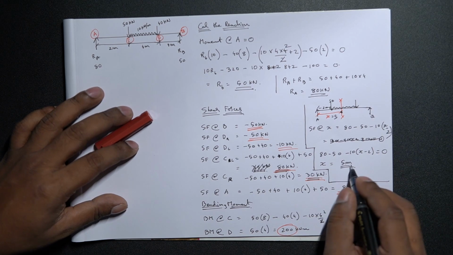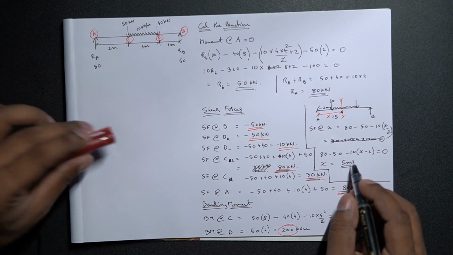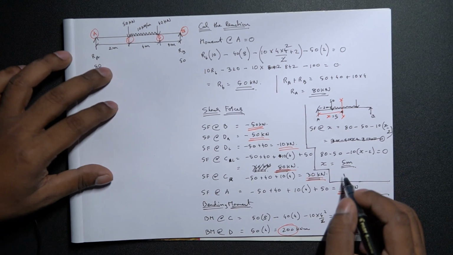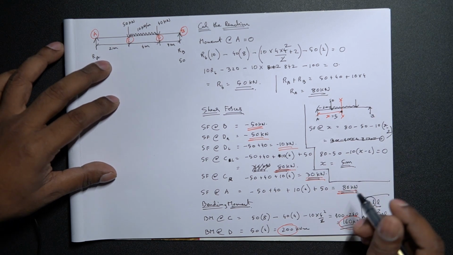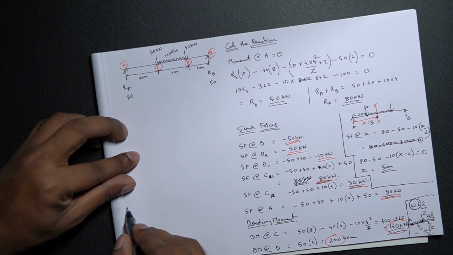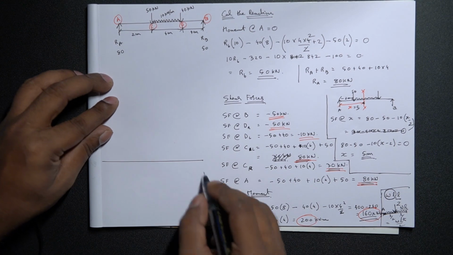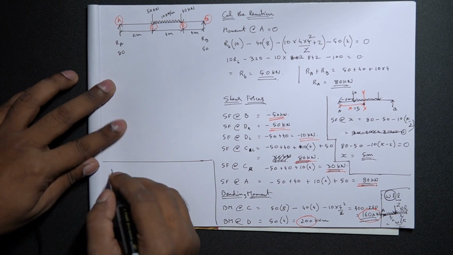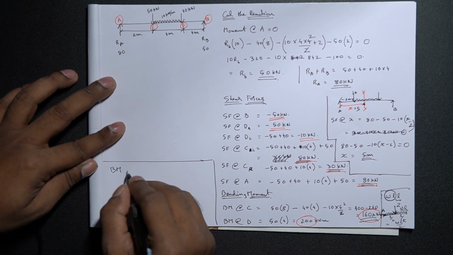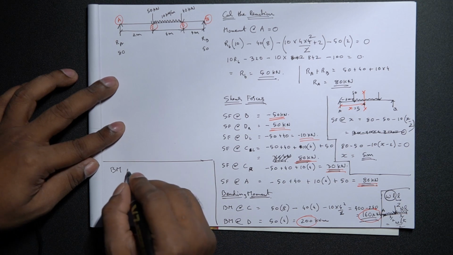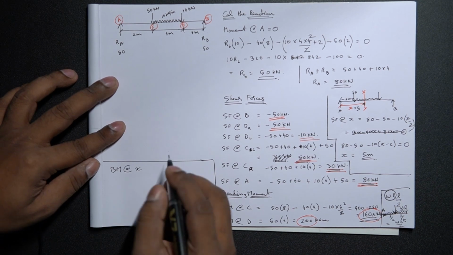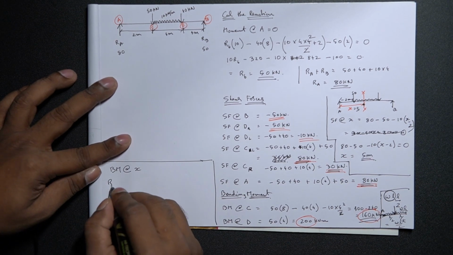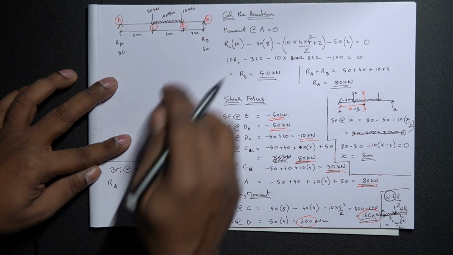So at x equal to 5 meters, your shear force will be equal to 0, and at that point the maximum bending moment will be occurring. So let's calculate the maximum bending moment over here, the bending moment at a distance of x. So this should be equal to RA.